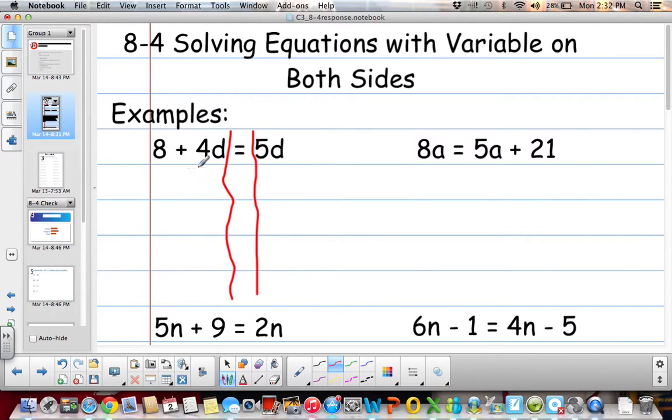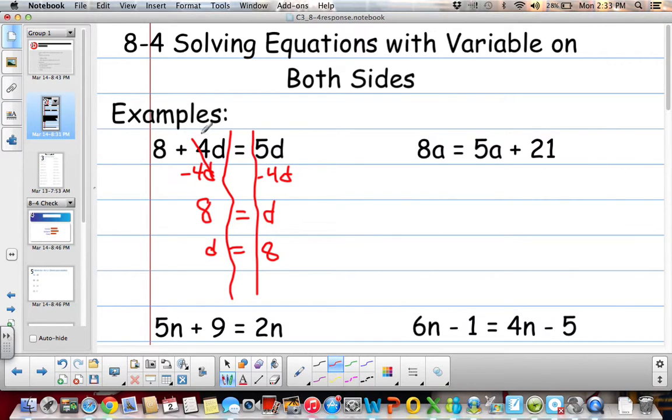Okay? So what I would do, since I already have a number over here, I would take away 4d on both sides. Because if I take away 4d over here, that's going to make that go away. But because I'm doing that on one side, I have to do it on the other side. So now I'm left with 8 equals 5 minus 4 is 1d. So it's just d. So then we can rewrite it as d equals 8.